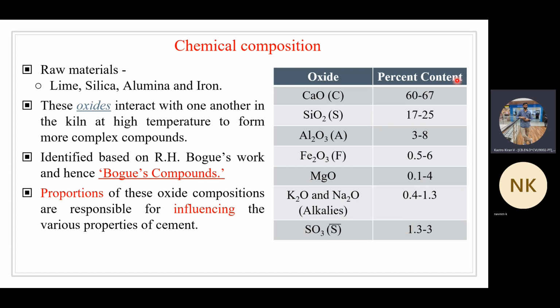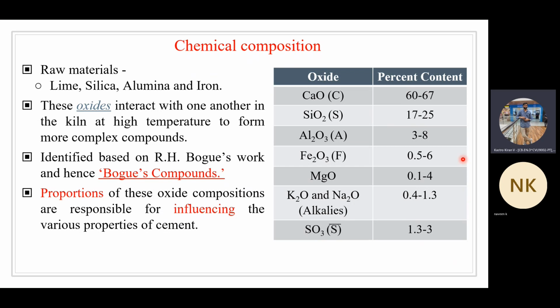It is because when you change these proportions, it is responsible for influencing the various properties of the cement. So when you change the proportion of the materials, we'll get a different type of cement. Again, you cannot just roughly change the composition. It should follow certain code standards.